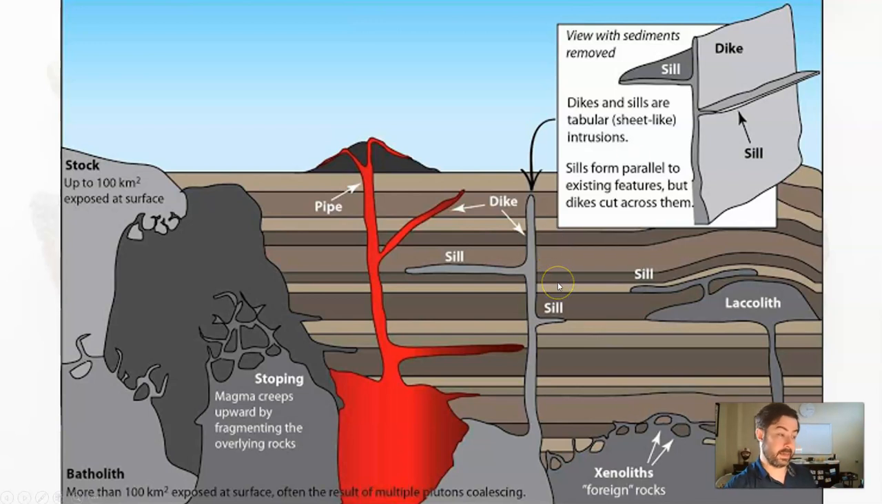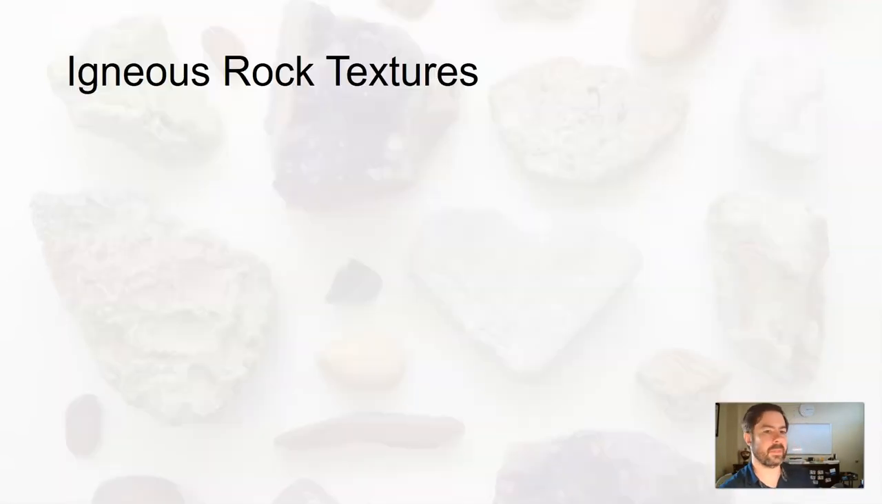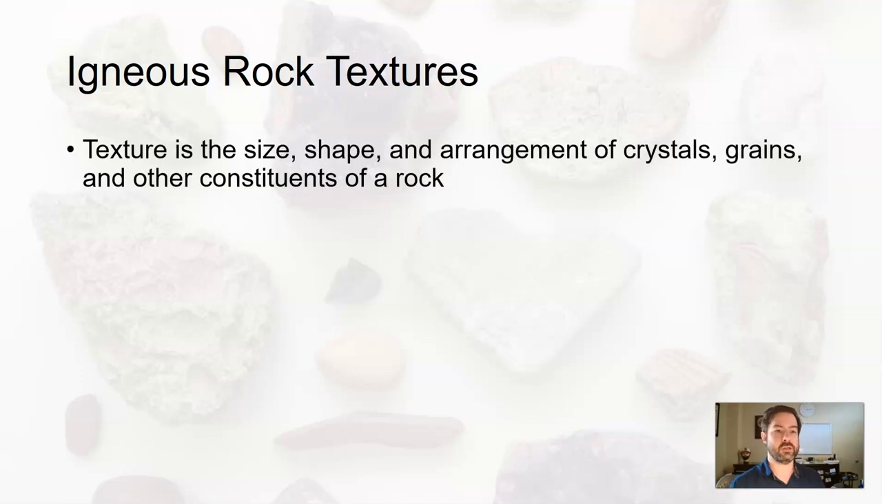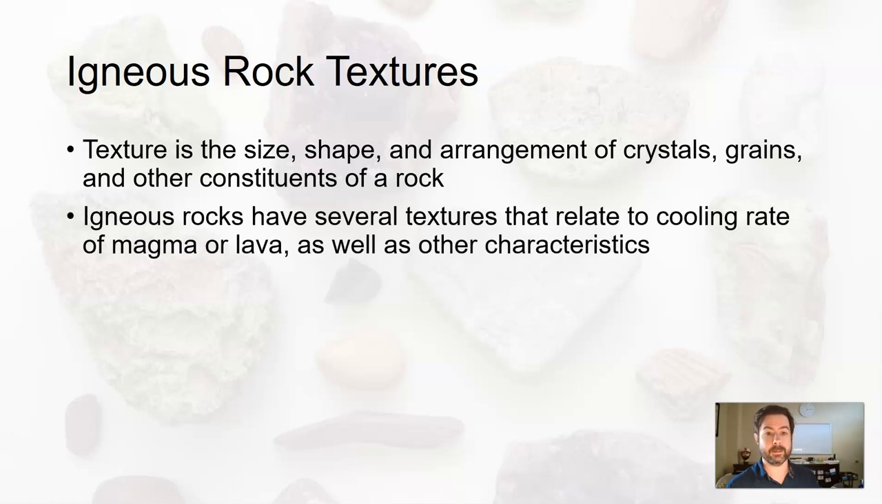So, in any case, if we're trying to identify a rock as igneous, which would indicate that this rock was formed via a volcanic process or an intrusive plutonic process, so we can start to put together the historical geology of an area, we have to look at the textures of an igneous rock. Textures are the size, shape, and arrangements of crystals, grains, and other constituents of a rock.